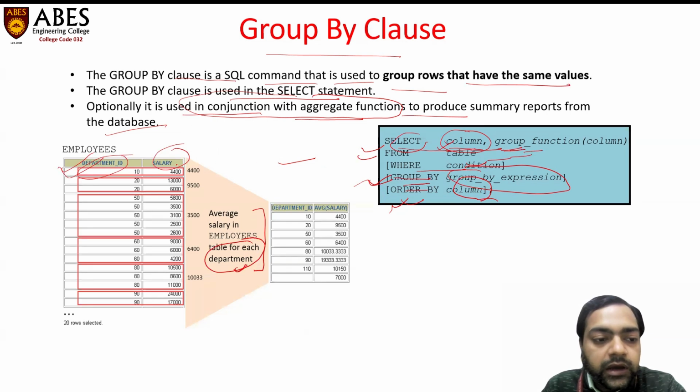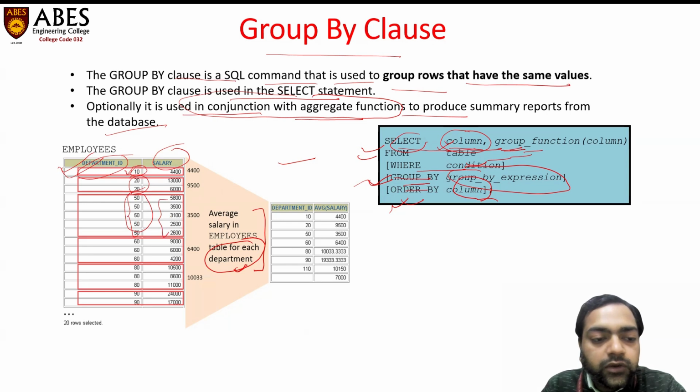It means if we talk about this department ID 10, we need to identify that department ID 10 will have an average value. If we talk about this 20, there will be two employees whose department ID is 20, and we need to find the average salary of both employees. If we talk about this particular value, it will have multiple employees under this department ID, and we need to find the average salary of these employees.